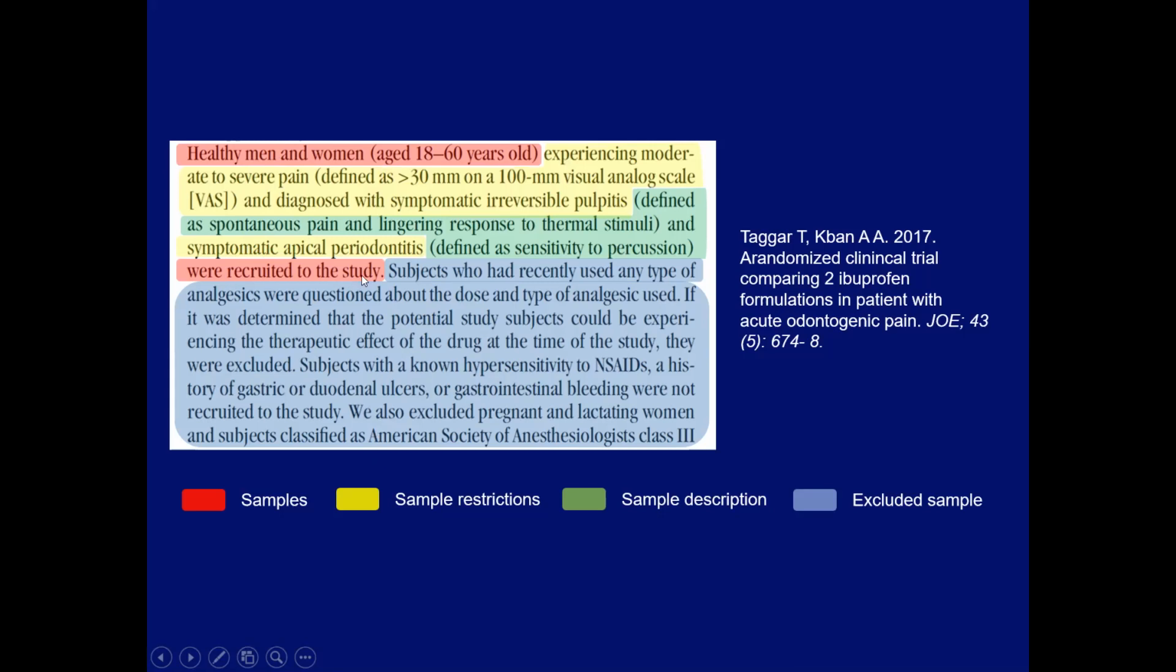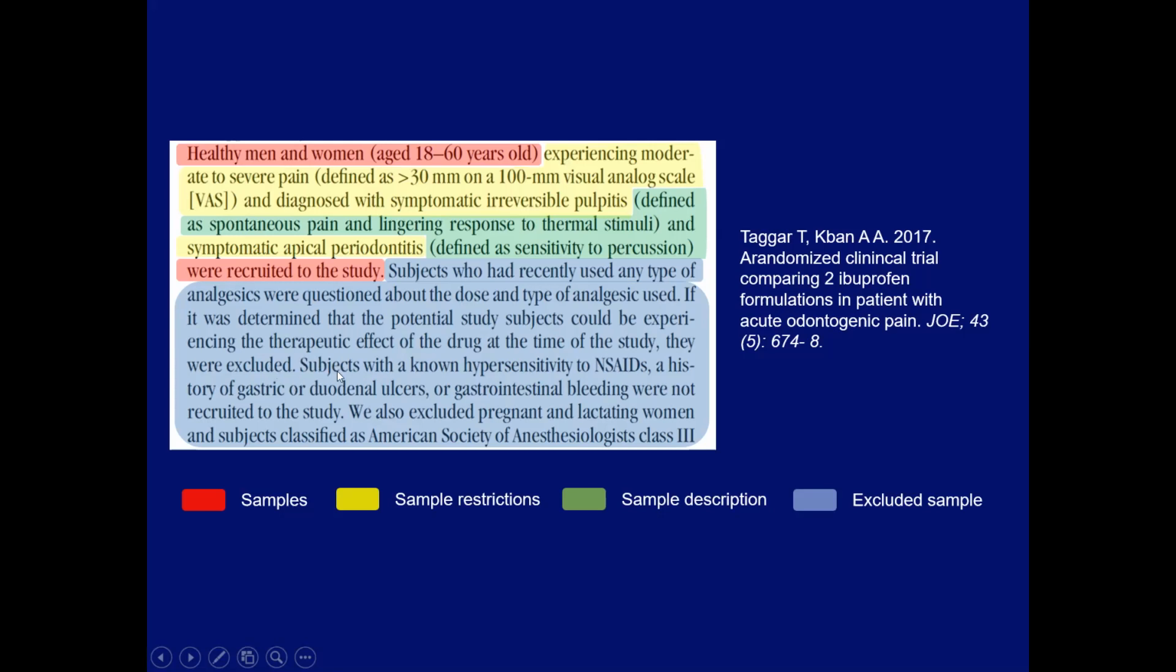Then all the following sentences belong to the exclusion sample. But in this example, the authors try to expand a little bit on the exclusion, because he generally involved the exclusion criteria as much as he thought was going to describe those samples. Subjects who had recently used any type of analgesics were questioned about the dose and the type of analgesic used. If it was determined that the potential study subject could be experiencing the therapeutic effect of the drug at the time of the study, they were excluded.